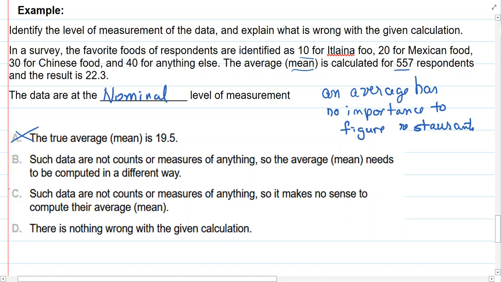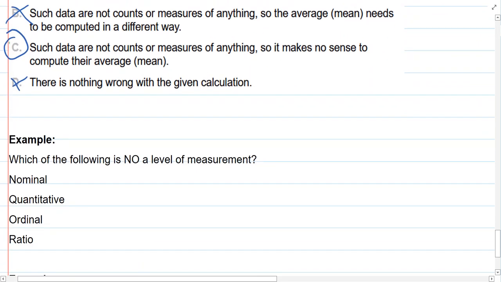Such data are not counts or measures of anything. So the average mean needs to be computed in a different way. You can't compute the mean. Such data are not counts or measures of anything, so it makes no sense to compute their average. Yes, there is nothing wrong. Oh, well, that's because we said, what does the average mean? Nothing. What you're looking for is which one is most visited.